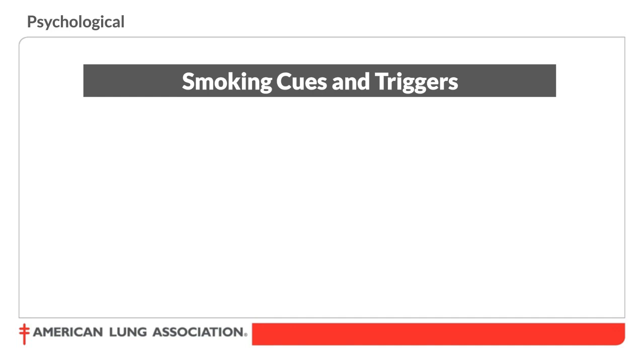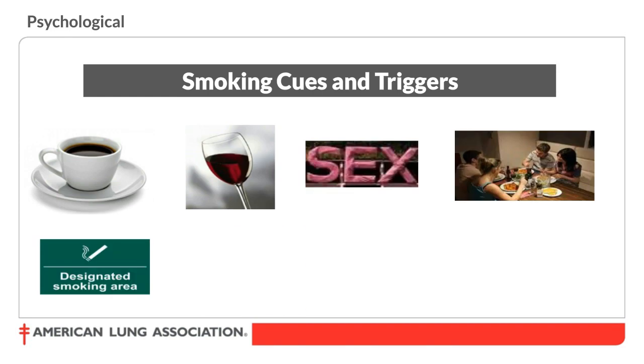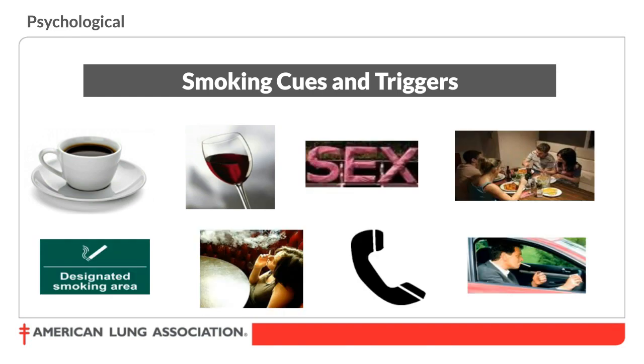Can you name a few smoking cues or triggers? Some common triggers are having a cup of coffee, a glass of wine, before or after sex, meeting with friends, driving in cars, designated smoking areas, coping with stress and emotions, and pleasurable activities.